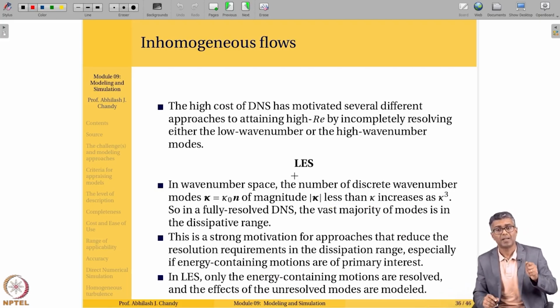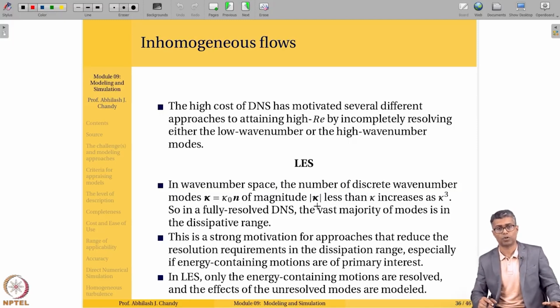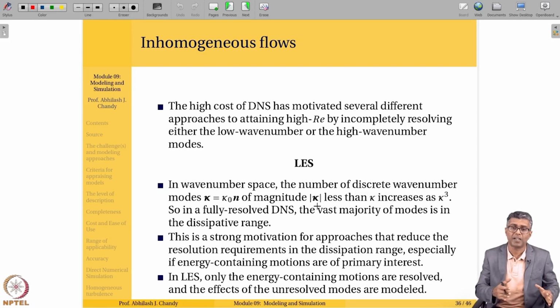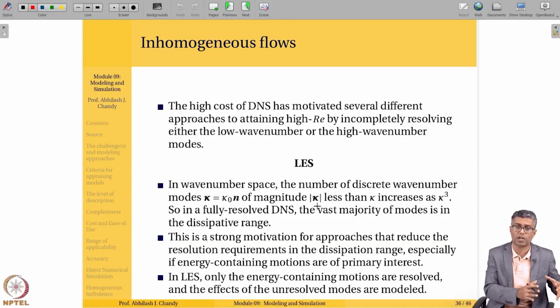Now, in wave number space, the number of discrete wave number modes of magnitude less than kappa increases as kappa cubed. So because of this, in a fully resolved DNS, the vast majority of modes are in the dissipation range. Now, this is a strong motivation for approaches that reduce resolution requirements. So what if there was an approach where we didn't have to resolve all those length scales? That is the motivation for an alternative approach where you can reduce the resolution requirements in the dissipation range, especially if the energy containing range motions are of primary interest.